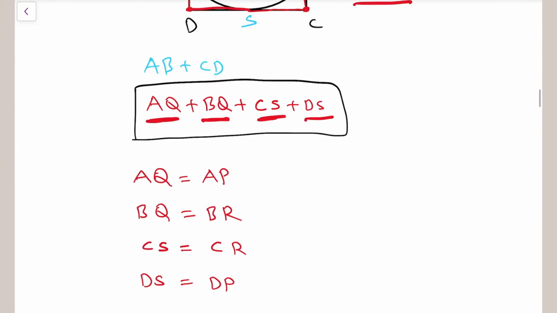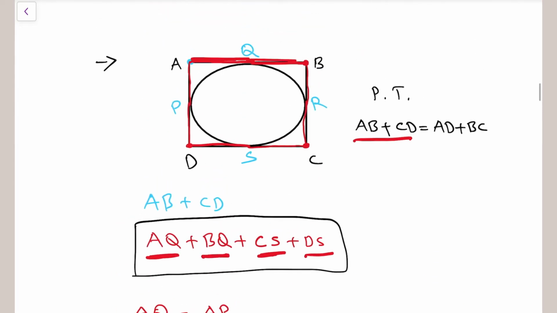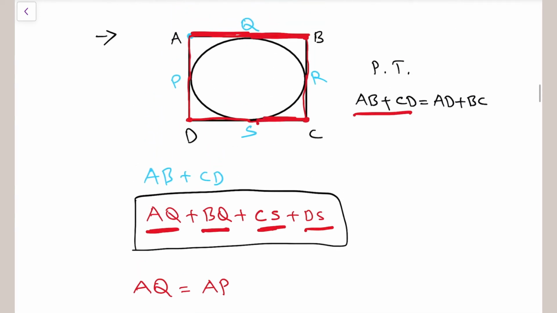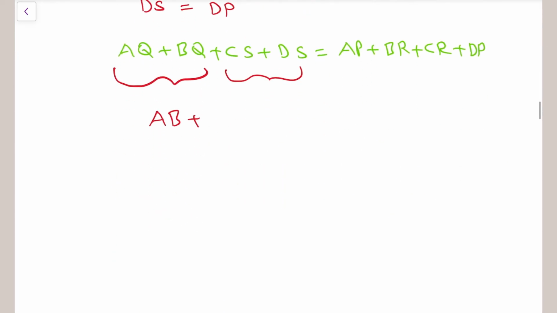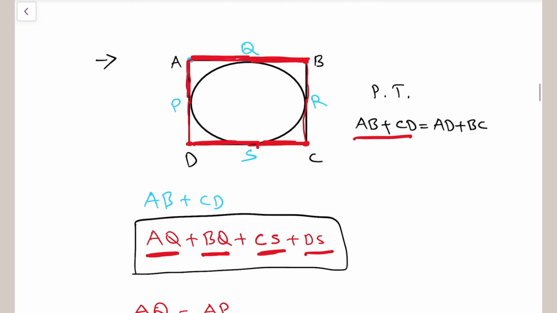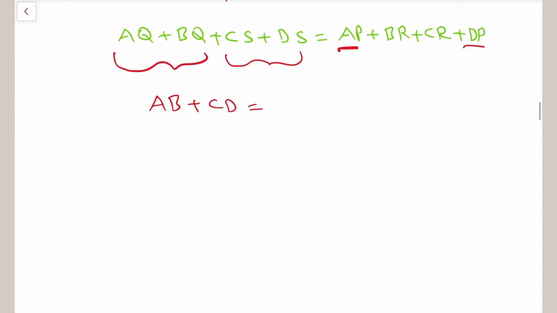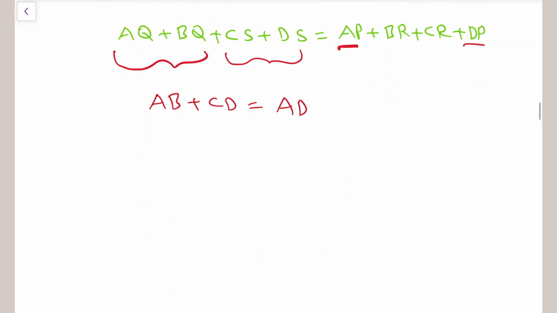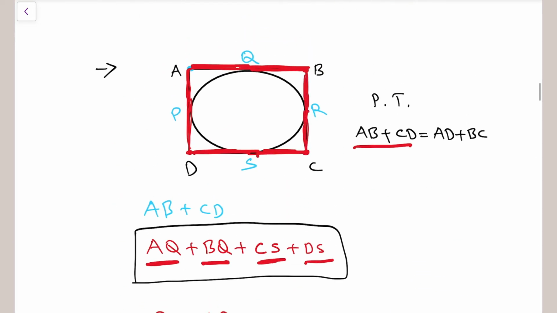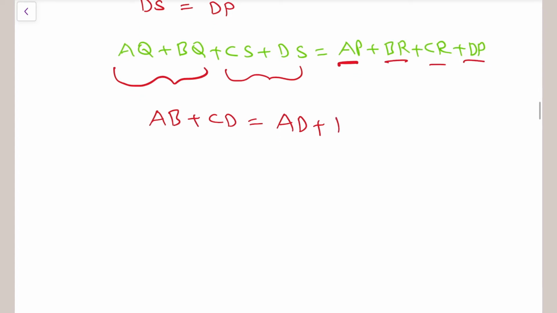AQ plus BQ. This is AQ, this is BQ. AQ plus BQ is AB. Plus CS plus DS. This is CS, this is DS. So total CD equals AP plus DP. This is AP and this is DP. So total AD. Plus BR plus CR. This is BR, this is CR. So total line BC. Hence proved.